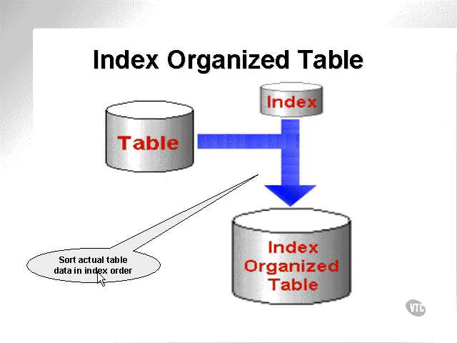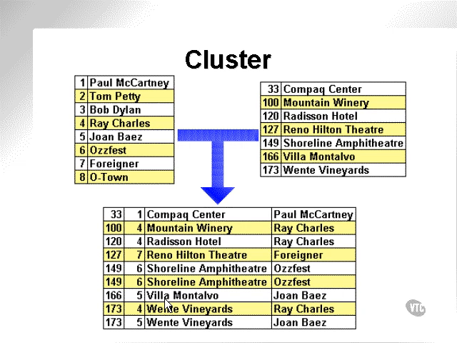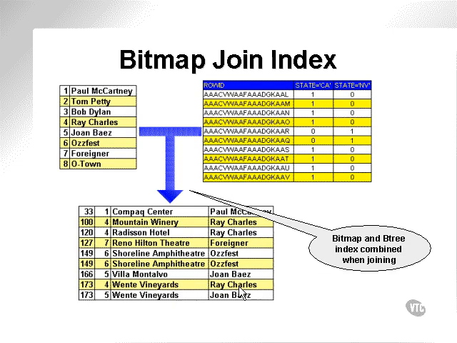An index organized table. We've discussed these a number of times, but here's a picture to show you table plus index placed into index organized table, and we sort the actual table data in the order of the index. A cluster, once again, is a join between multiple tables placed into a single physical object. Here's a bitmap join index. All we're doing is we're taking, for instance, the same bitmap we had earlier and a table with or without its indexes, and joining the bitmap and the non-bitmap to get a result.